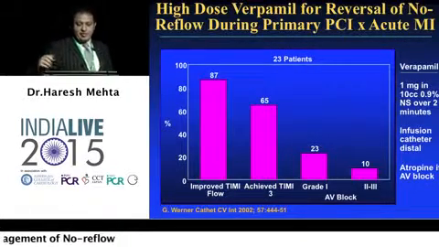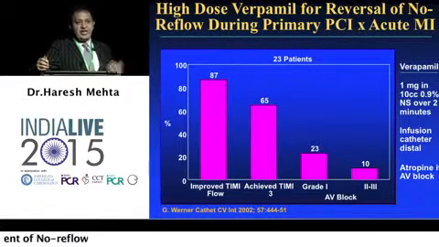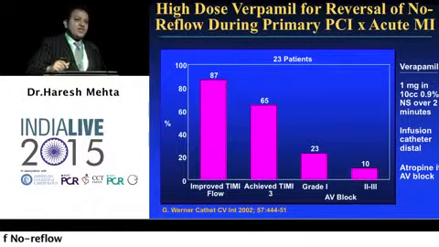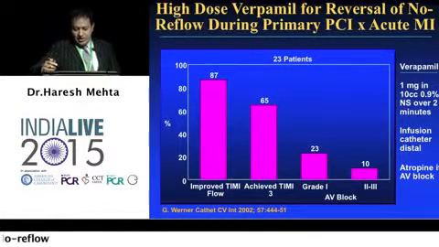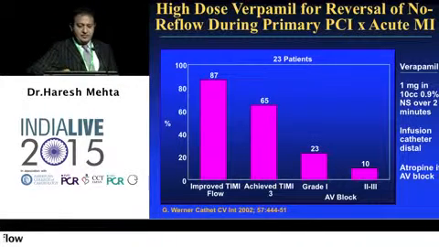Similarly, high dose verapamil. We are always worried of using high dose verapamil, 1 milligram in 10 cc of 0.9% normal saline over 2 minutes, because we are worried that it's going to cause AV blocks, grade 1, grade 2, grade 3, but they are generally reversible with atropine.